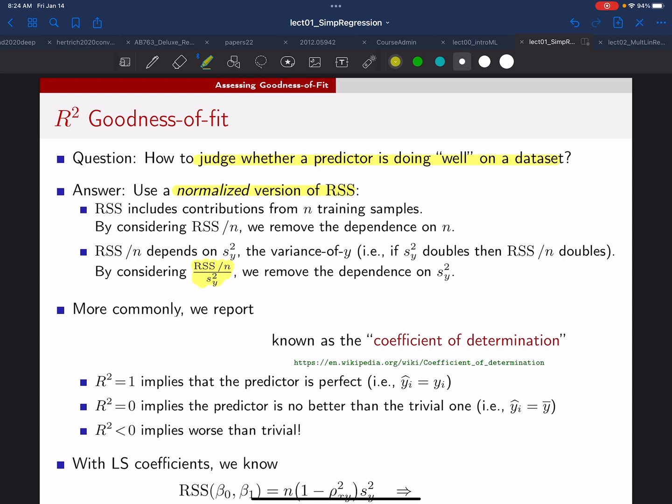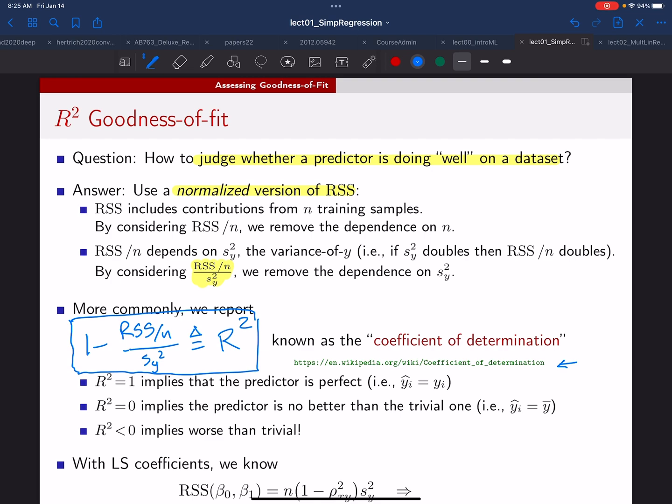So traditionally, instead of reporting that quantity, you report 1 minus that quantity. So 1 minus RSS divided by n, divided by sy squared. And this is given the name, or the variable, r squared. It's known as the coefficient of determination. There's a longer explanation for exactly what that term means, and I'm not going to get into it in this class, but if you're curious, you can click on this Wikipedia link here.